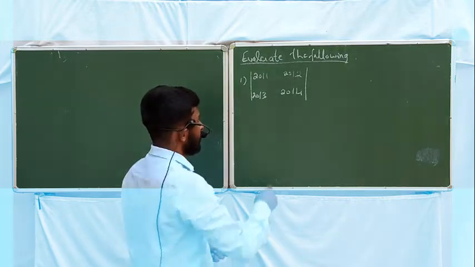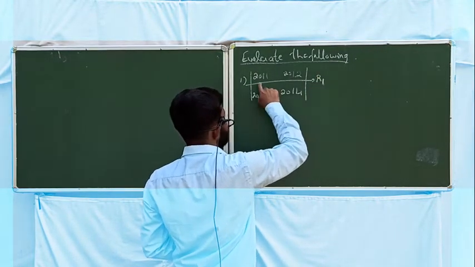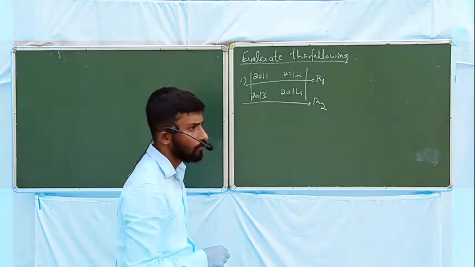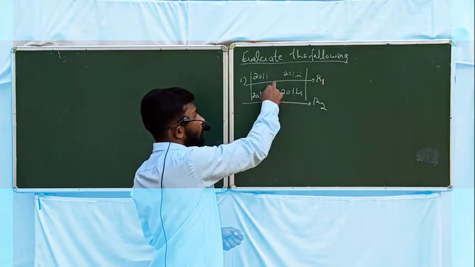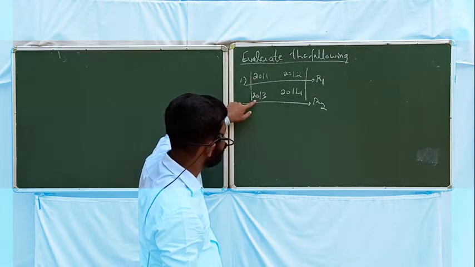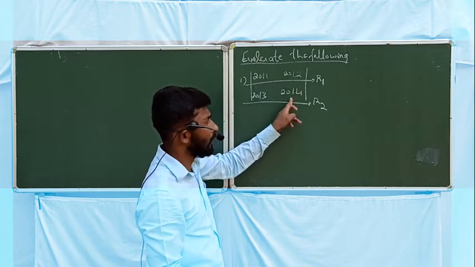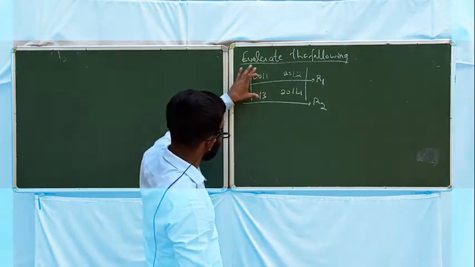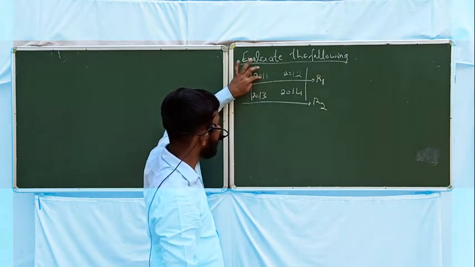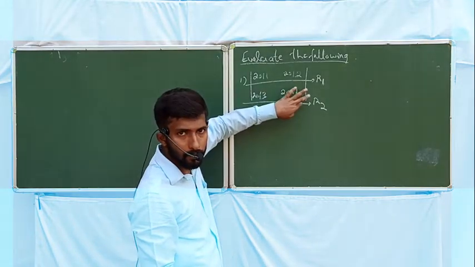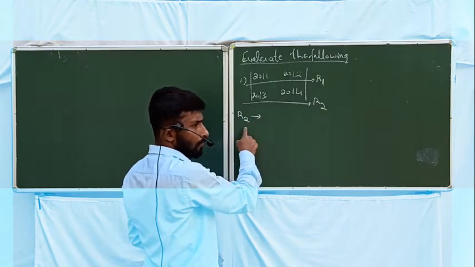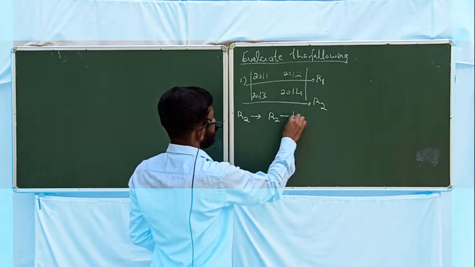See here. You can see row 1 with the entries 2011, 2012. Here row 2 is there with the entries 2013 and 2014. Observe row 1 and row 2 and see the corresponding elements. 2011's corresponding element is 2013. 2012's corresponding element is 2014. With respect to their corresponding elements, their difference is 2, right? 11, 13, 12, 14. So, first apply the operation to row 2, such that R2 minus R1.